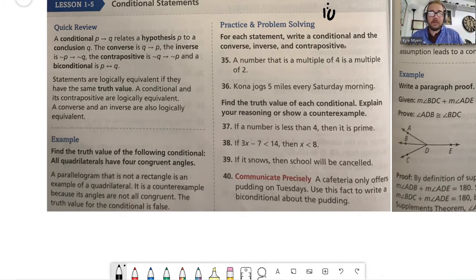Let's look at some examples because I'm doing a lot of talking and not a lot of examples. So let me show you some examples to make this make a little bit more sense.